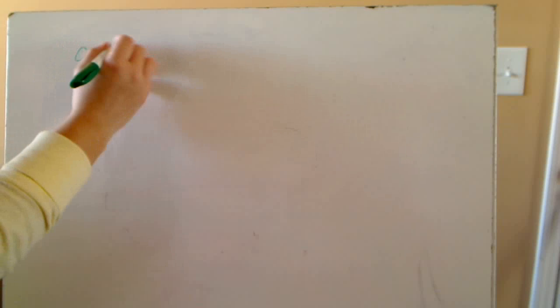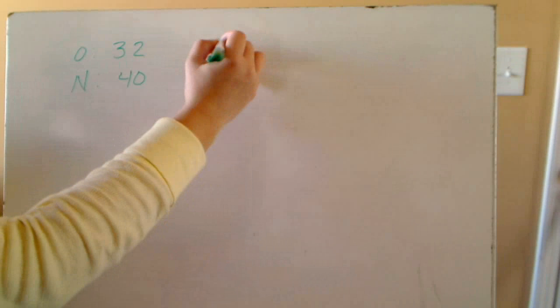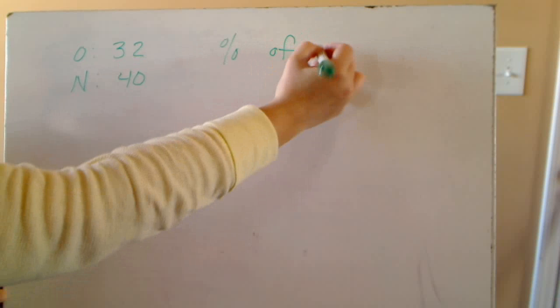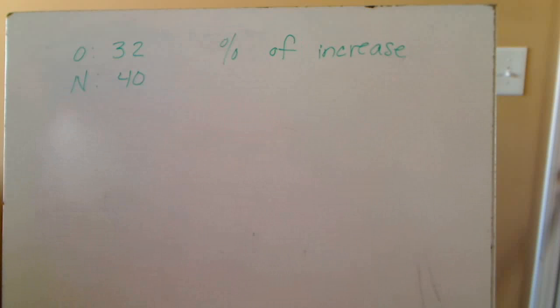Okay, so the first one it gives us is the original is 32, and I'm going to represent that as O. And it says the new number is 40. Okay, we can go ahead and look at this and tell that our original was 32 and the new number was 40. So we should be able to determine that this is a percent of increase. So it is a percent of increase. Now we have to actually determine the percent of change.